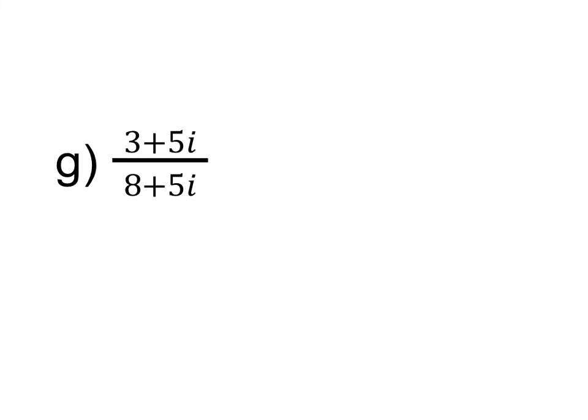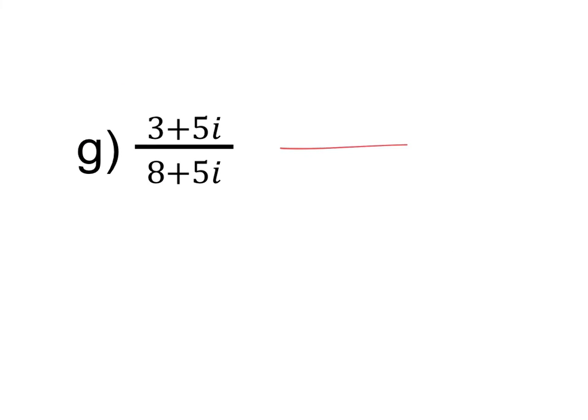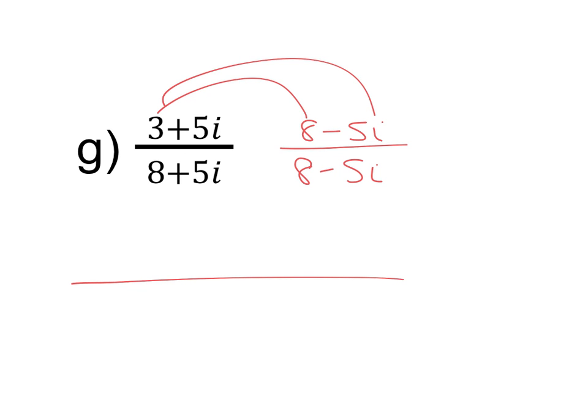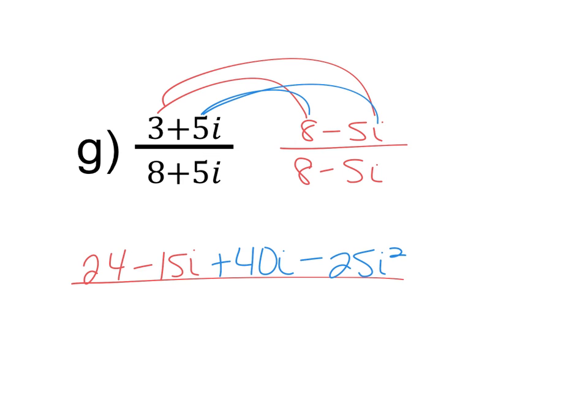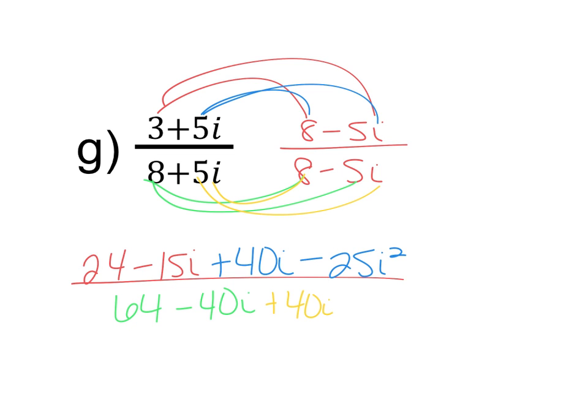All right, last one. If you want to pause the video, try it by yourself. So you have to multiply by the conjugate. So I'm going to go ahead and do that. 3 first, so that would be 24 minus 15i. This would be positive 40i minus 25i squared. This would be 64 minus 40i, and then positive 40i minus 25i squared.